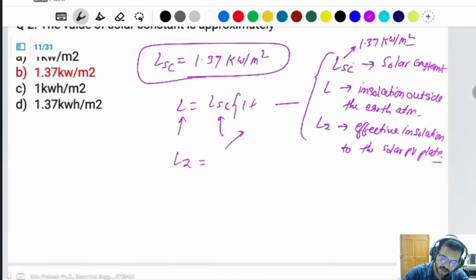Then after this one you can calculate this one. It will depend on the day of the year, because the insolation of the sun depends on the day of the year. Then the angle is a different thing, the time. This will be calculated from the angle of zenith axis.